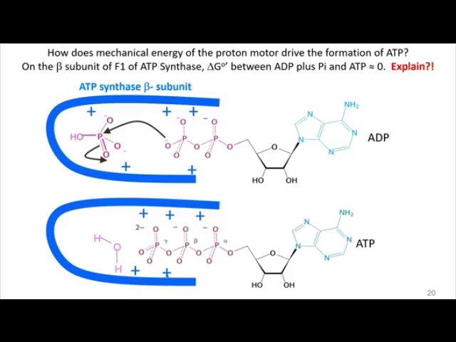Yes. And in fact, it's primarily these negative charges. Also, these positive charges are interfering with the resonance to begin with. They're stabilizing one form over another. And I will tell you that on the beta subunit, the free energy difference between ATP and ADP and inorganic phosphate is essentially zero, which means you can make ATP for free.